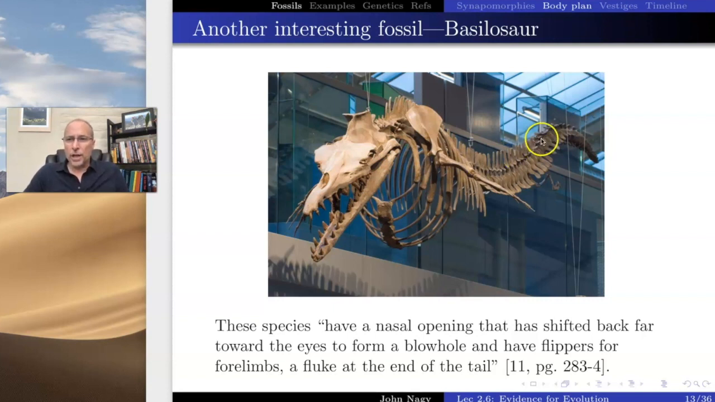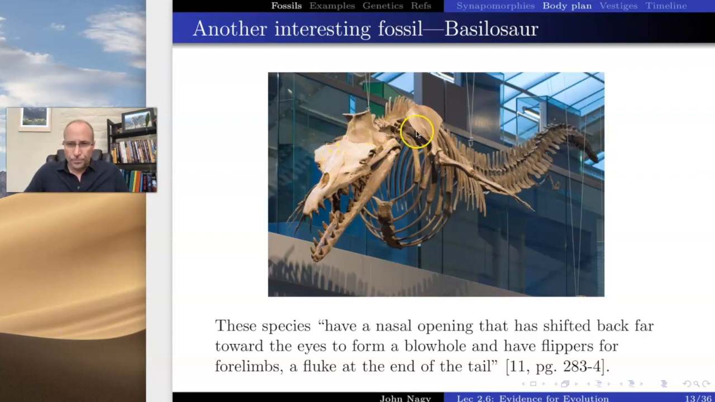But look at its shape. I mean, this thing is really cool looking. And in fact, if you read the paper that was one of the earlier ones that described it, it said it has a nasal opening that's shifted far back toward the eyes to form a blowhole. Now, in most mammals, this nasal opening is here at the end of the snout, at the end of the rostrum. But here, it's way far back. So it'd be like you having your nostrils sort of almost up here at the bridge of your nose.